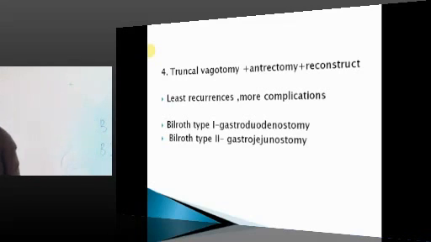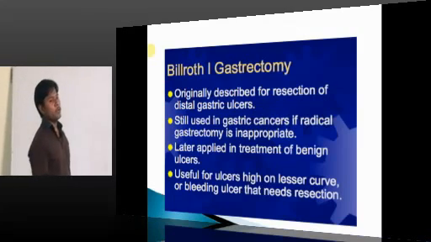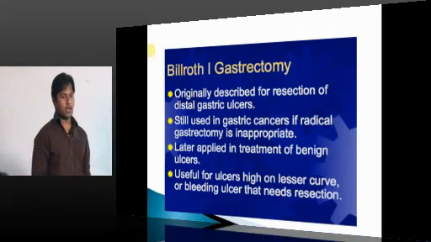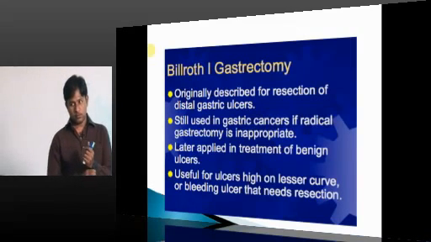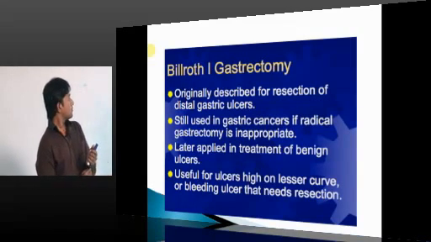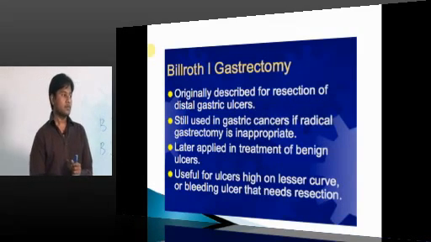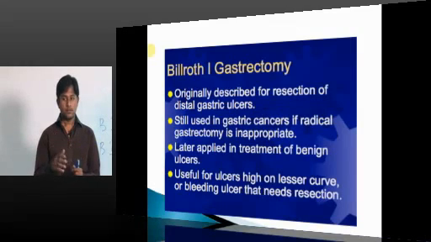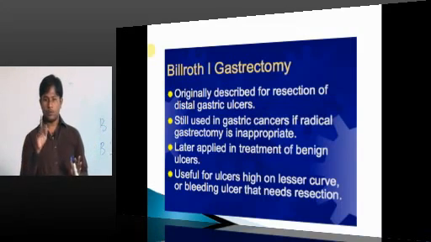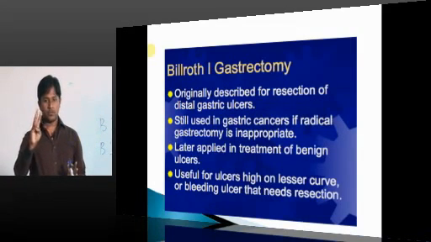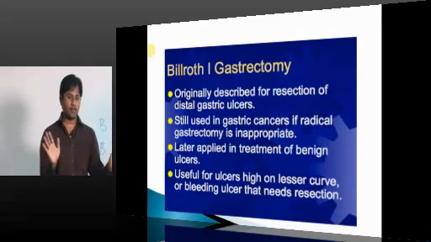Don't get confused. Why do you do Billroth type 1? Why do you do Billroth type 2? Normally, why do you do Billroth type 1? You are just removing the ulcer part and then doing the anastomosis. Okay, removing the ulcer, removing the antrum. Both combined together, you have an anastomosis. That is Billroth type 1.